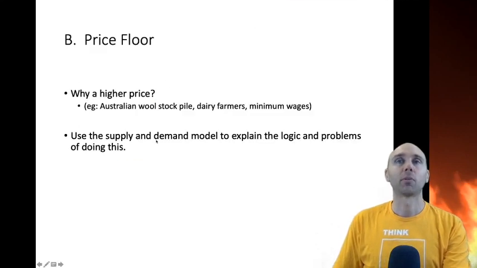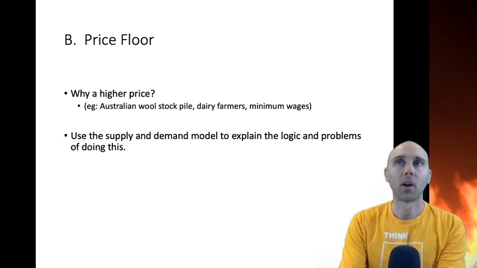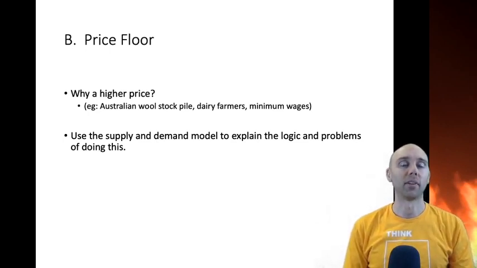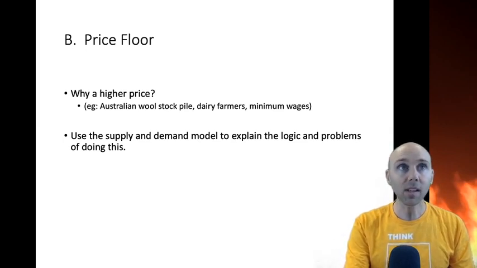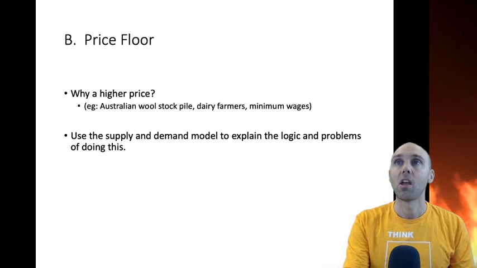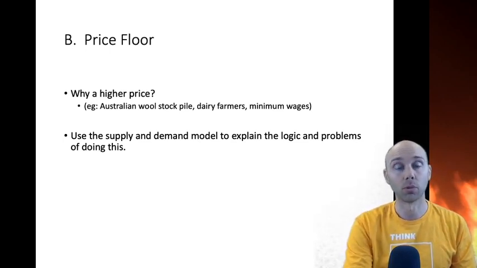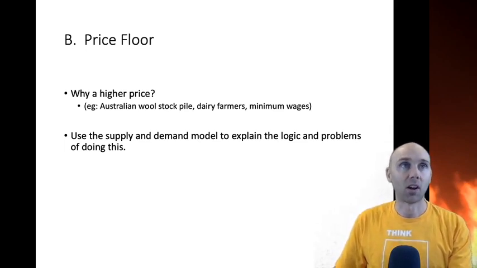Now, the analysis for a price floor is very similar, but why would you ever want to have a higher price if you're a government? Well, that could be a situation where your producers are negatively affected and you really want to do something about them. For example, Australian wool farmers or dairy farmers, or in situations when the suppliers are actually workers. So they're supplying their labor, as you will be doing when you enter the workforce. And in that case, you may want to set a higher price in terms of minimum wages.